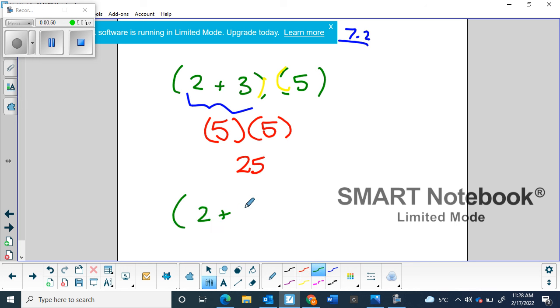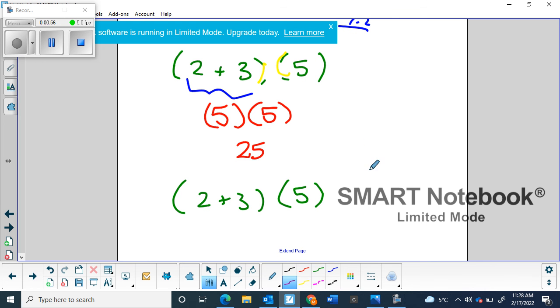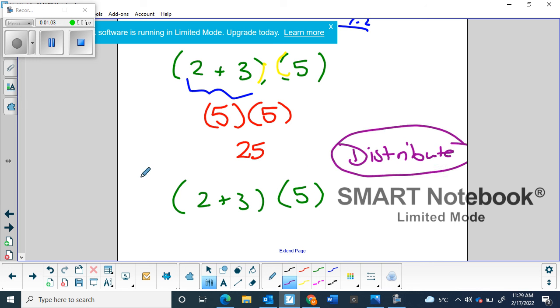But the problem is, if we can't solve what's in the brackets, we're going to have to use something called the distributive property, or we're going to distribute. Now this I call, fancy term for, rainbow it in. We're going to rainbow it. So I'm going to take the 5, which is the single term, and I'm going to rainbow it to every number that's in there. And when we're doing that, we still have to remember we're multiplying.